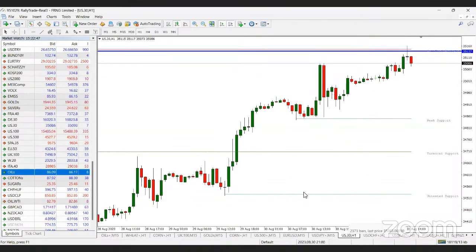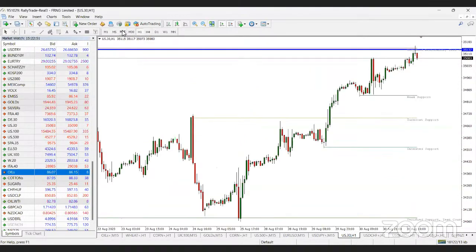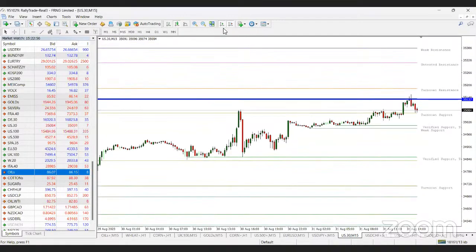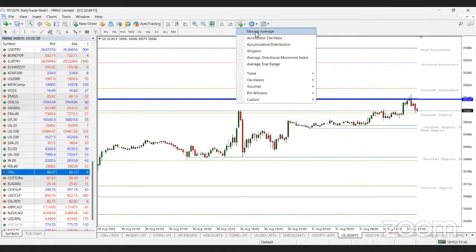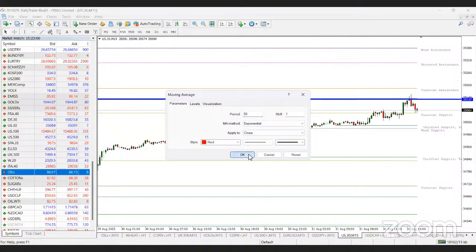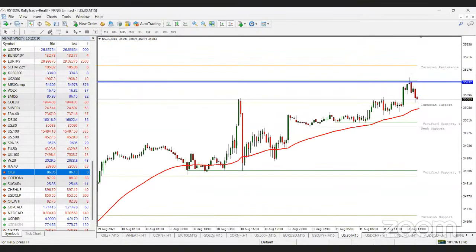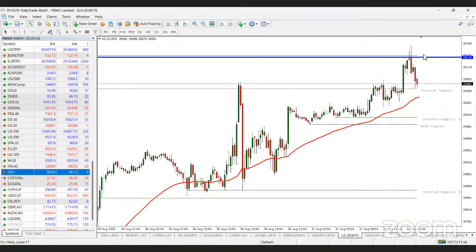US 30, on the 1 hour time frame, you can already see the inverted hammer. So it's possible that this sell continues on US 30. For those who do not know, when you see an inverted hammer on a resistance, there's a high chance that price is likely going to fall. So I'm actually expecting a sell on US 30, at least.